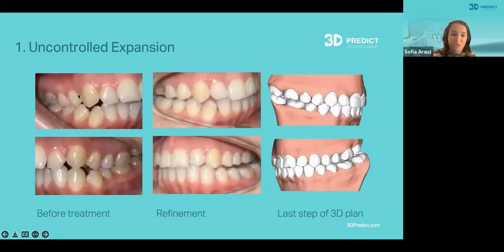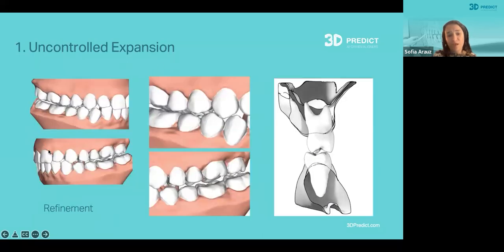So, uncontrolled expansion. In here you can see this patient before treatment. This was a refinement step, in which you can clearly see the open bite that didn't exist before. And this is what the patient should have looked like at the end. So why did this happen? It happened because of expansion without control.